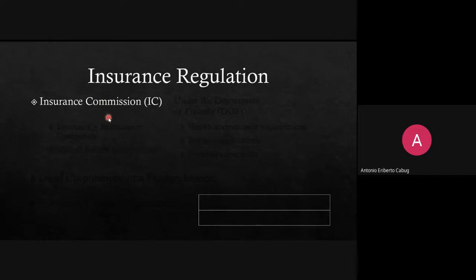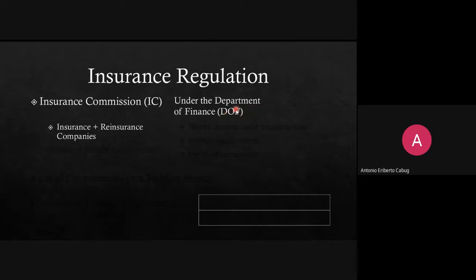Hindi ibig sabihin nun, nangongomission sila, ha. Hindi ito yung commission na natatanggap ng agent. The insurance commission is the regulatory body of insurance companies in the Philippines. They are reporting under the Department of Finance. The officers of the insurance commission report to the Department of Finance. So ultimately, the Secretary of Finance has oversight on insurance activities.